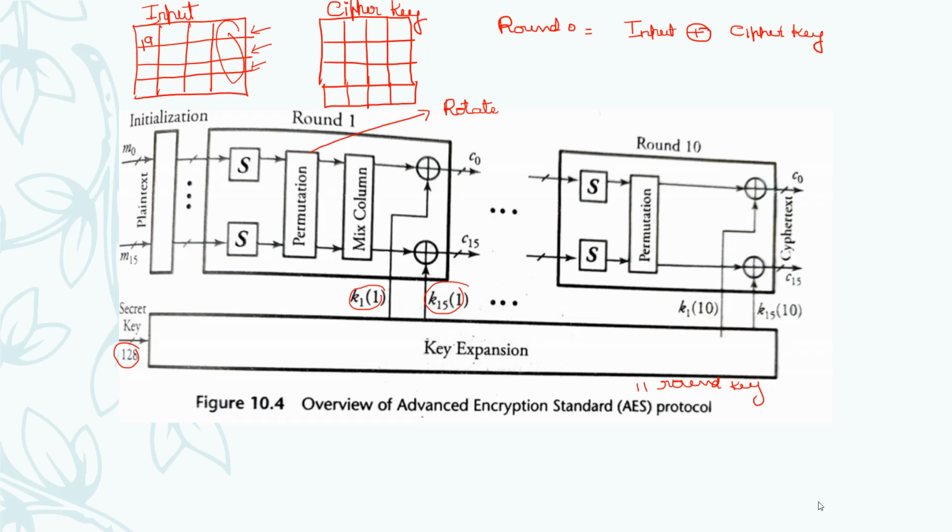After XORing the round key value with the output of the mixed column, the output of round 1 is fed to round 2, and so on. From round 1 to round 9, the stages are the same: you have a substitution block, permutation, that is shifting of the rows, mixed columns, and so on. But at round 10, there is only the substitution stage and permutation. There is no mixed column. So this is the explanation of the AES algorithm.